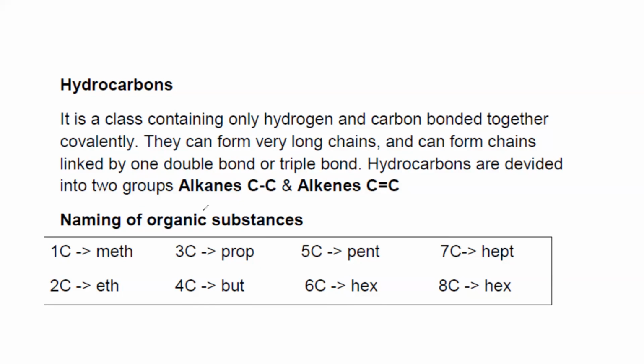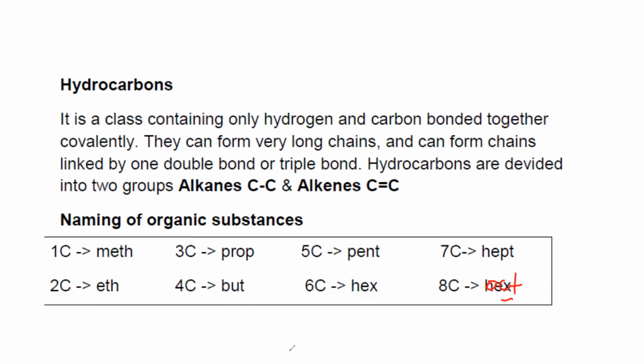The starting of the name depends on the number of carbon atoms. If we have one carbon atom, we call it meth, two we call eth, three prop, four but, five pent, six hex, seven is called hept, and eight is called oct. This is how we name a hydrocarbon. We already discussed this in the last session.